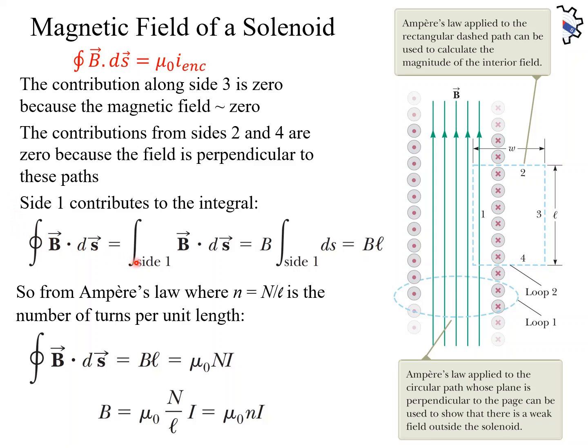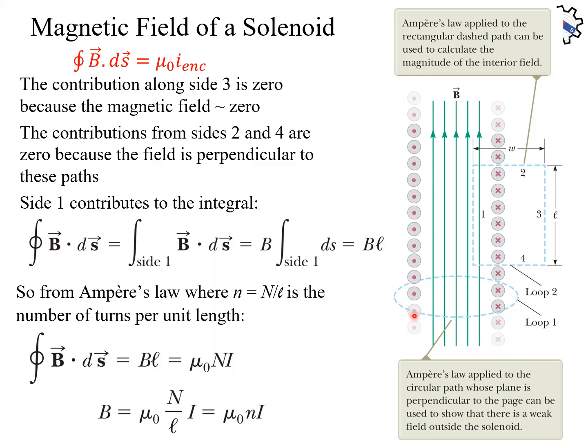Integral of B ds equals the integral of B, we can take that outside, times the integral of ds. And the integral of ds is just this length L. So we get BL equals mu naught times the enclosed current. The enclosed current is the number of turns in length L, N, because we're looking at a length L, times I, the current in the wire. Can we arrange that for B? We get mu naught N over L times I, the number of turns per unit length, which is little n, and that's the equation we had on the last page.